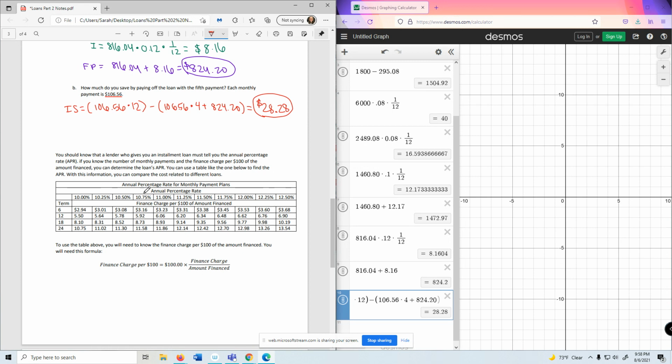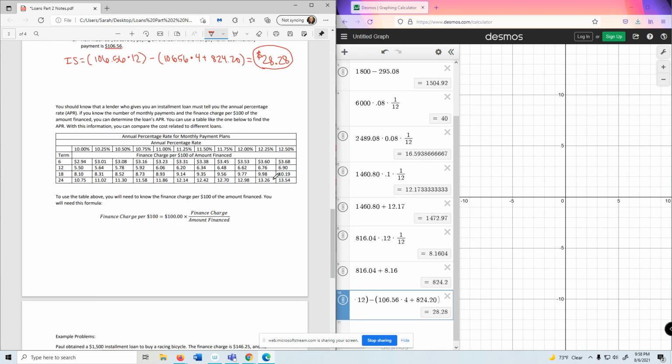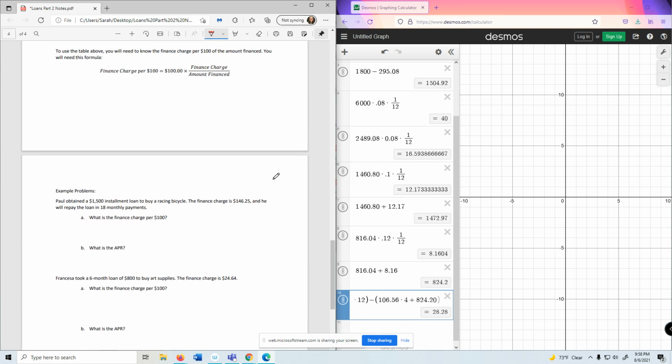Annual percentage rate, APR, is a big factor in what's going on in the table here. Hopefully, like I said, you've read through this already. Let's dive into the examples here. Paul obtained a $1,500 installment loan to buy a racing bicycle. The finance charge is $146.25, and he will repay the loan in 18 monthly payments.